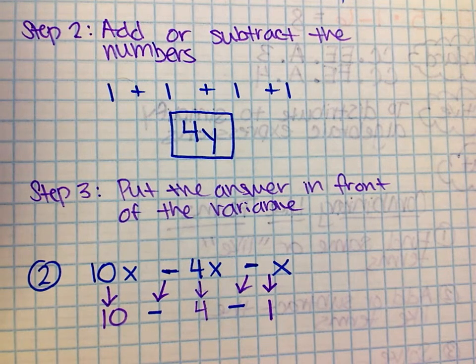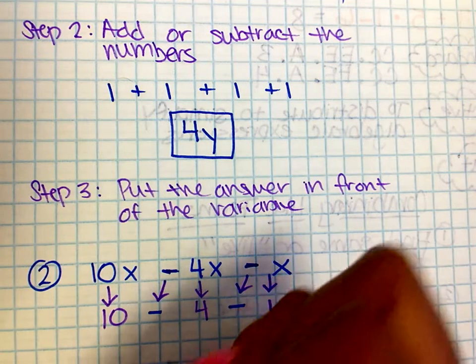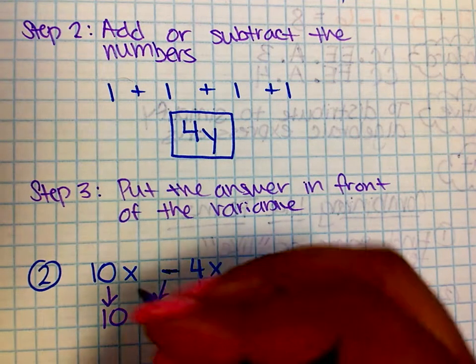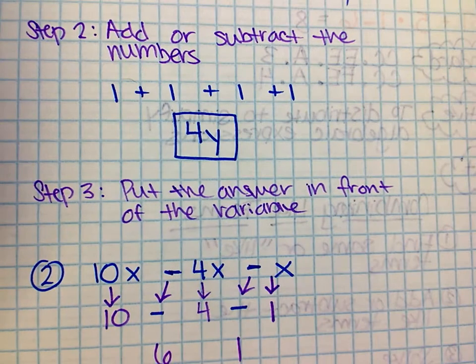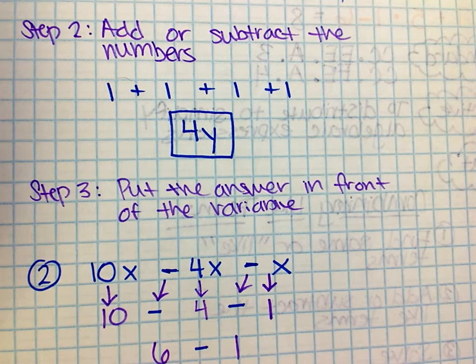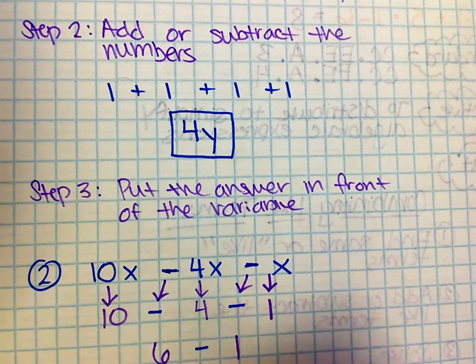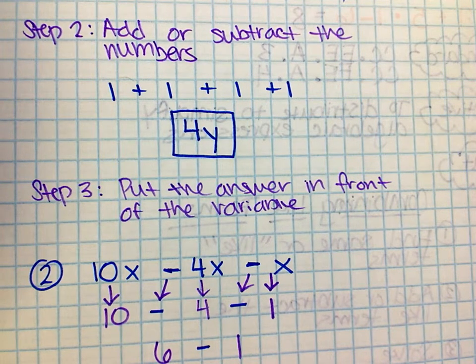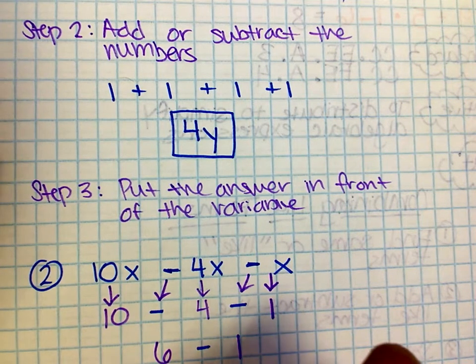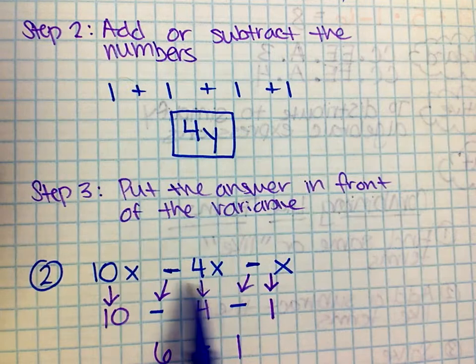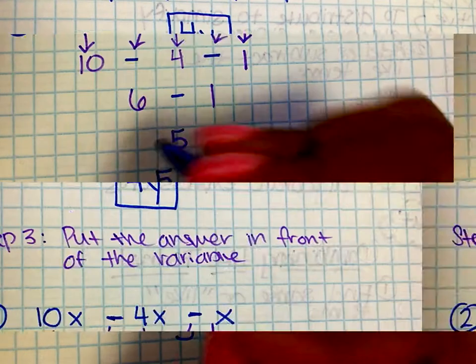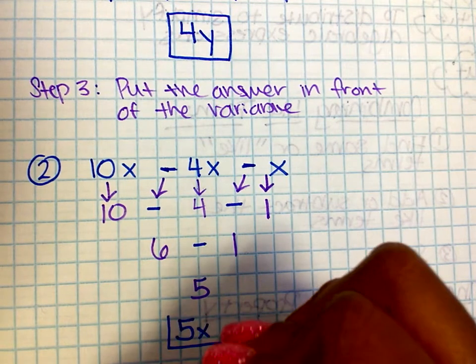Okay. So then you do 10 minus 4 minus 1. Well, 10 minus 4 is 6. So then we end up with 6 minus 1. And what's 6 minus 1? 5. Yes, 5. Now step number 3 tells us that we need to put the answer we got in front of the variable. So the answer, and what's the variable we used? x. 5x. Very, very easy.